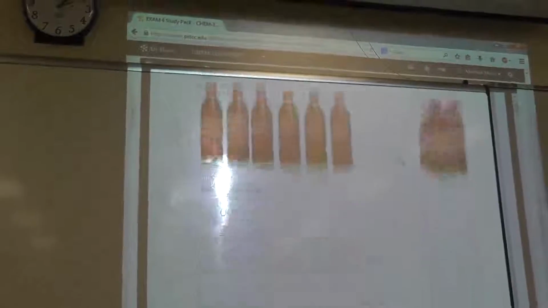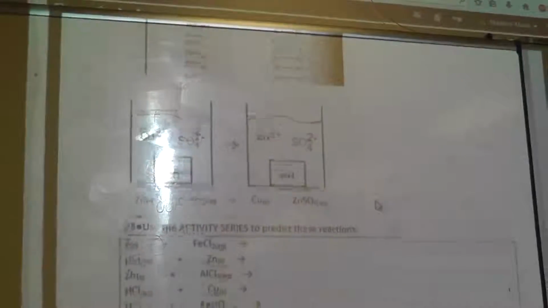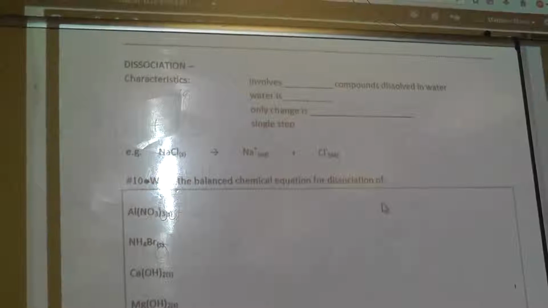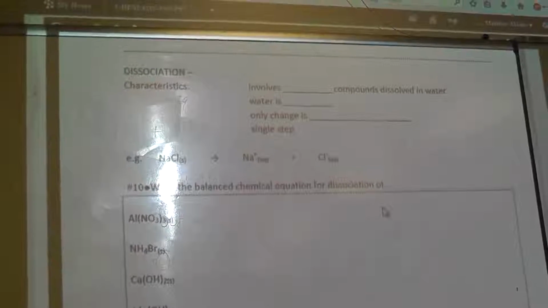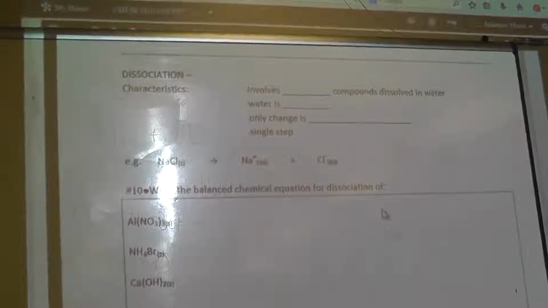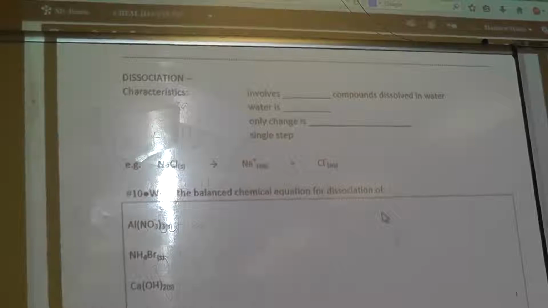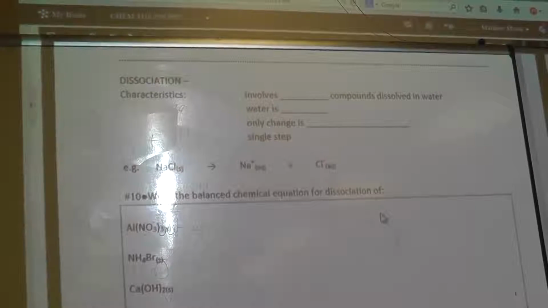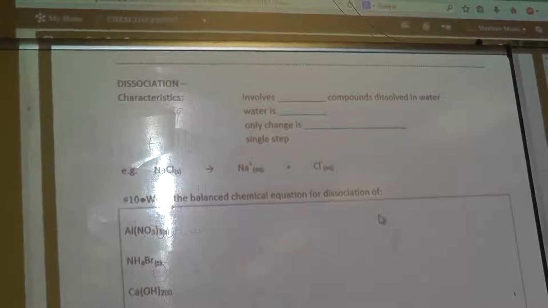So where they should have picked up last class, and we can verify this, they had finished the single displacement and the double displacement. We started off with the dissociation. Is it okay for me to pick up there? Okay. Does anyone have questions? I'm just going to start going through what we picked up.